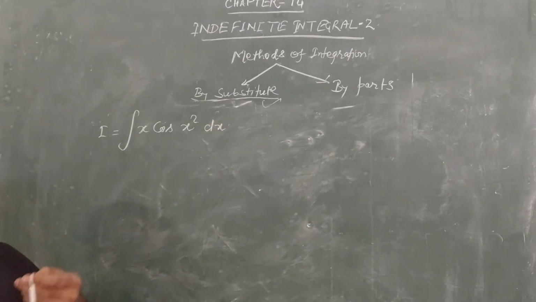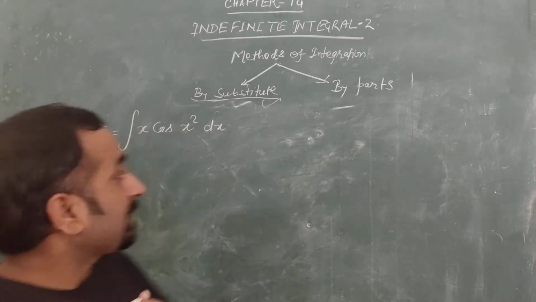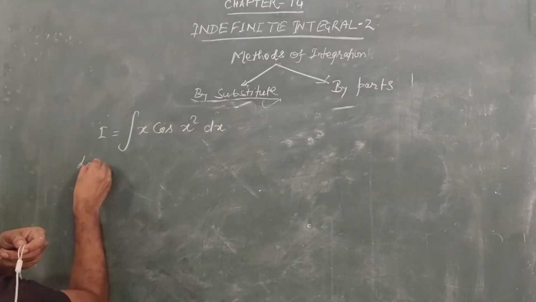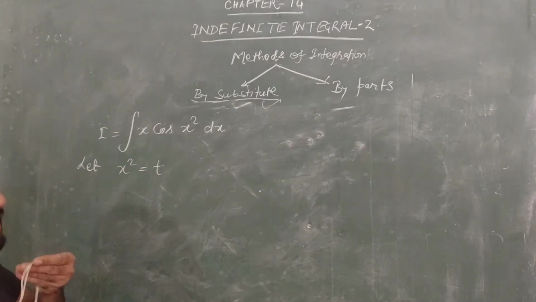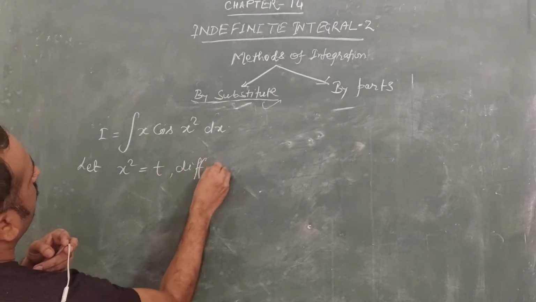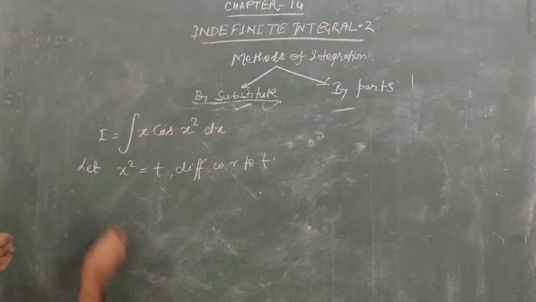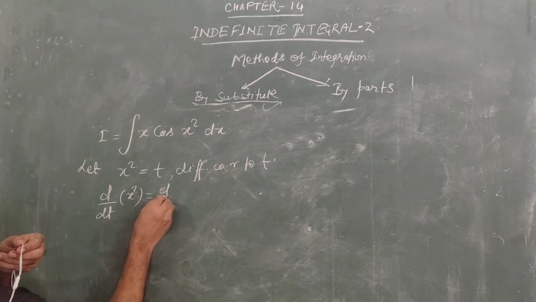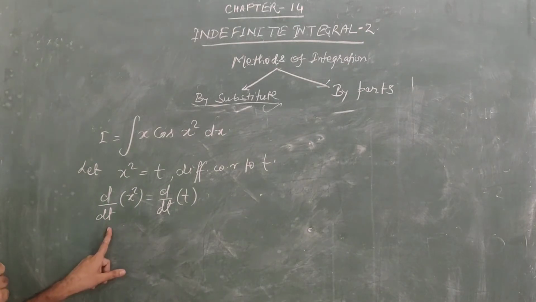This is the question. Okay, and we need to apply a substitution method here, and we will see how very carefully. Here students, we will suppose something, and I will tell you why we are supposing. Let x square is equal to t, and now I am going to differentiate it with respect to t. At my previous lecture, if I am differentiating it with respect to t, it will be d by dt of x square, and here it will be d by dt of t.